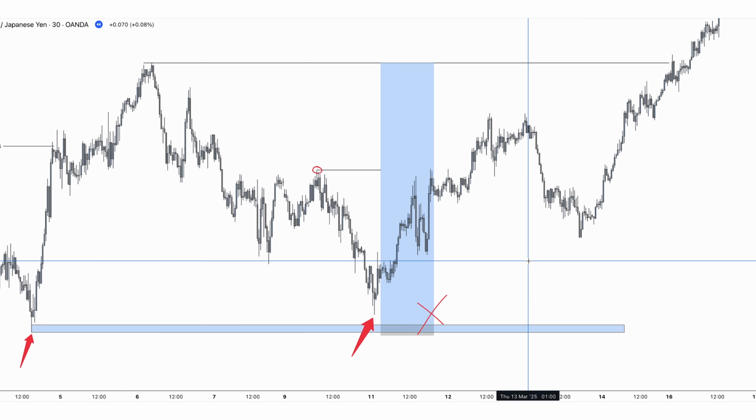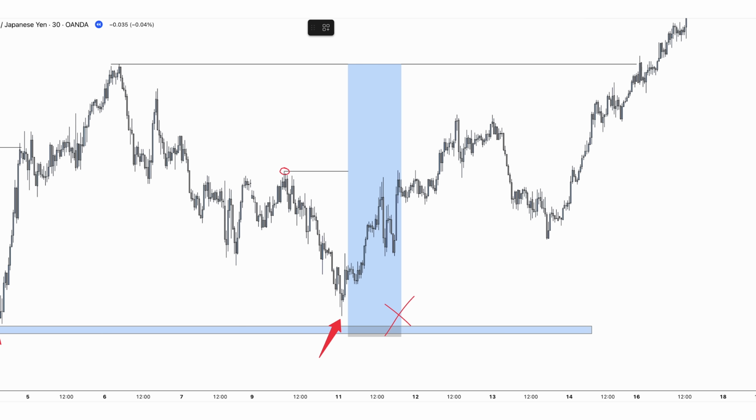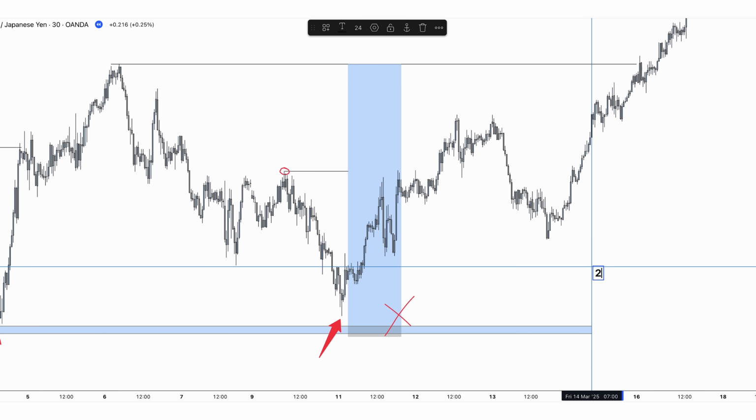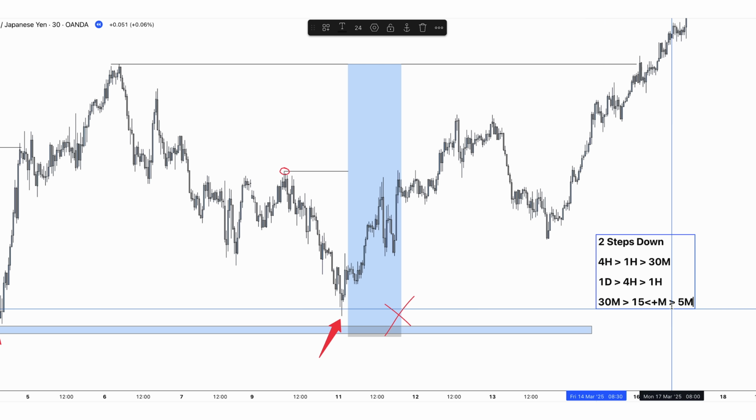Now, a simple rule that's good to follow to make sure you don't over-refine and end up missing out on all of your good trades is to go 2 steps down, okay? So 2 steps down simply means if we were on the 4-hour time frame, we could go to the 1-hour time frame, and at best we could go down to the 30-minute. If we were on the daily time frame, we could go to the 4-hour time frame and then maybe to the 1-hour time frame. If we were on the 30-minute time frame, we could go to the 15-minute and then potentially the 5, but we never really want to go too much lower than these, okay?